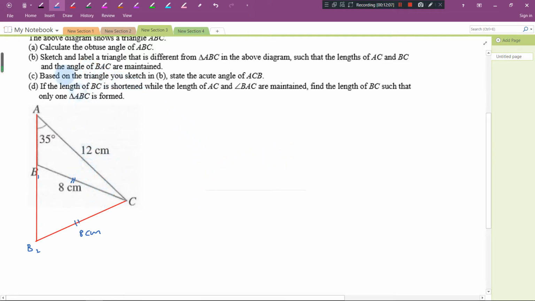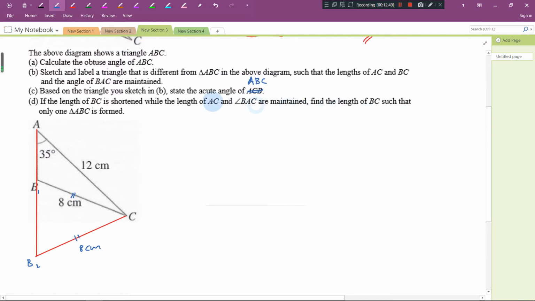So, sketch and label the triangle that's different. What you need to do is just draw the triangle A, C, and B2 and label the lengths 8 centimeters, 12 centimeters, and 35 degrees. Let's look at part C. Based on the triangle you sketched in B, which is this one, state the acute angle of ACB. We are looking for this angle. Oops, sorry, I typed wrongly. Not ACB, but it should be ABC.